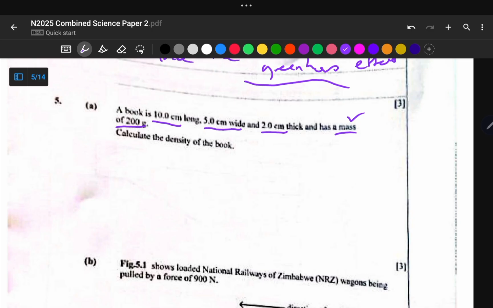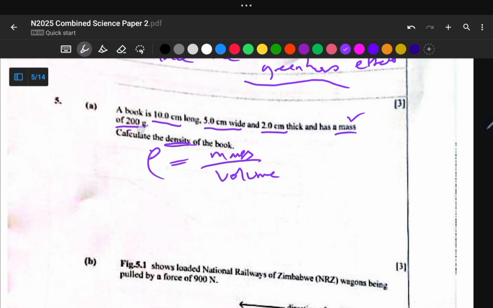And then the next part says calculate the density. So you should be able to define the term density, right? Density is denoted by rho, not by D. So density is equal to mass over volume.